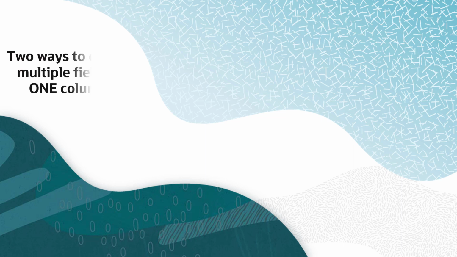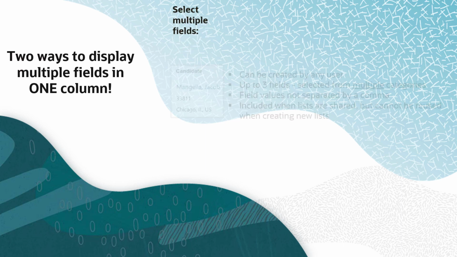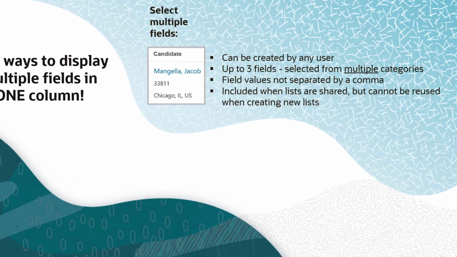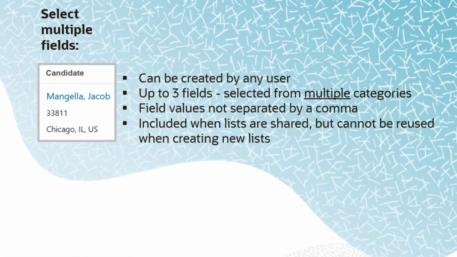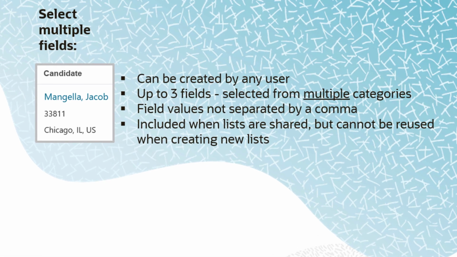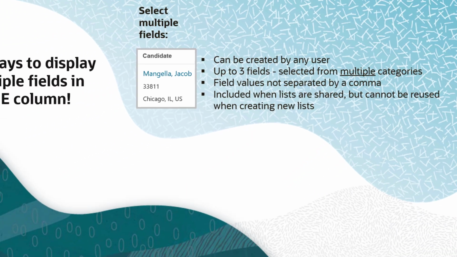Let's pause here to go over the two ways to add multiple fields to a column. The first way, just shown in our example, is to simply add multiple fields when building a column. This method can be done by any user and include up to 3 fields from multiple categories. When these fields display, they are not separated by commas and cannot be reused by other users when creating lists.